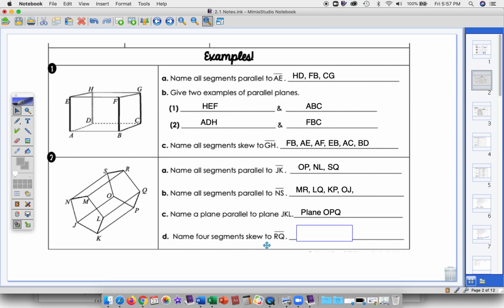Name 4 segments that are skewed to RQ. So here's RQ. So I went with NS. Okay, you see how they will not intersect. They're in different planes.